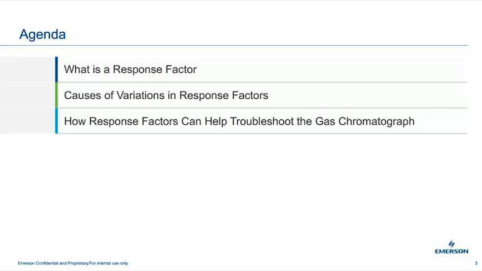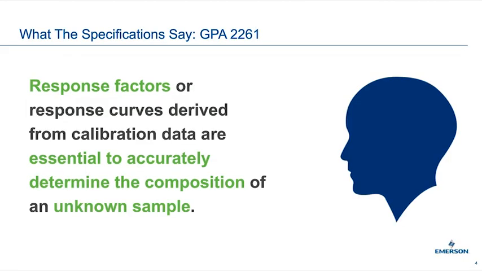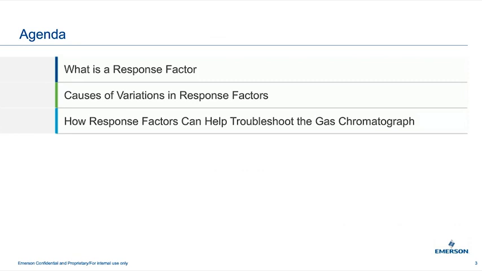So the agenda today is going to review what is a response factor, then the causes of variation in response, and these are variations that affect all response factors or affect a specific response factor. And then it's those specific issues where it just affects one or two response factors, that's what we're going to use to help troubleshoot some common problems with your gas chromatograph.